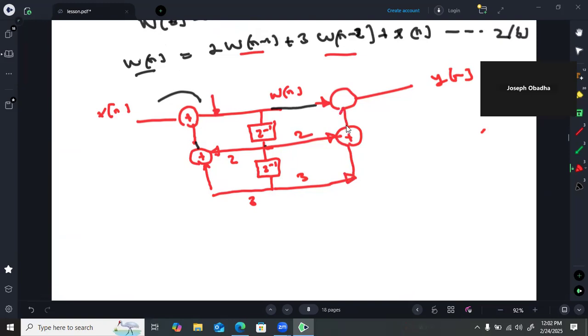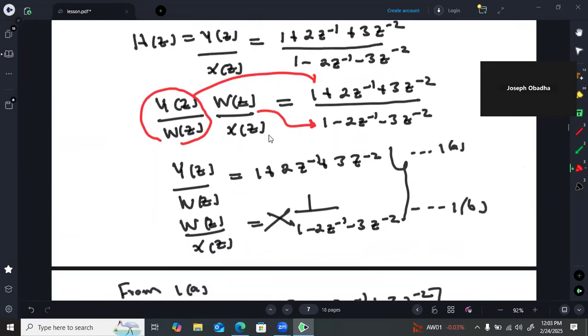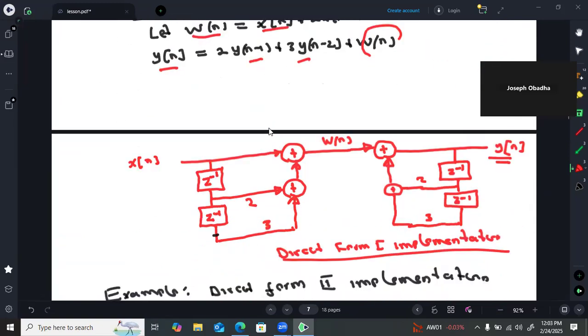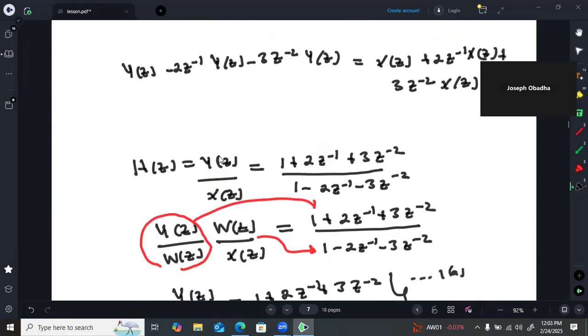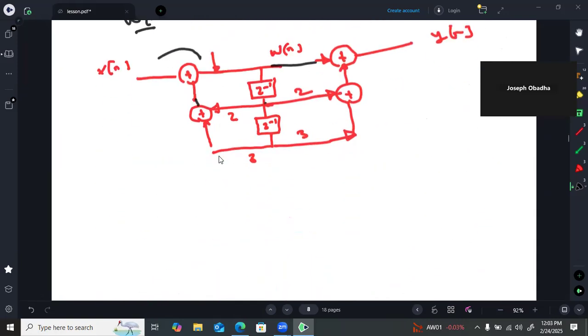Then we add them there. So you can see, as we discussed here, you only need 2 delay elements because the delay elements are being shared. If you compare with this other case, here you need 4 delay elements. So we have looked at this, and this is called the direct form 2 implementation.